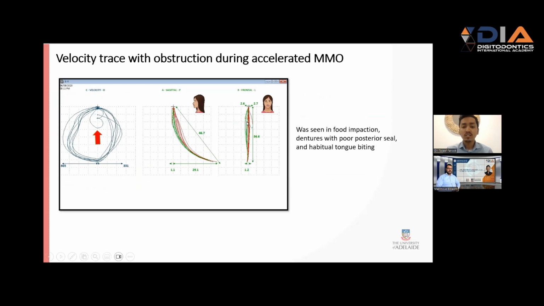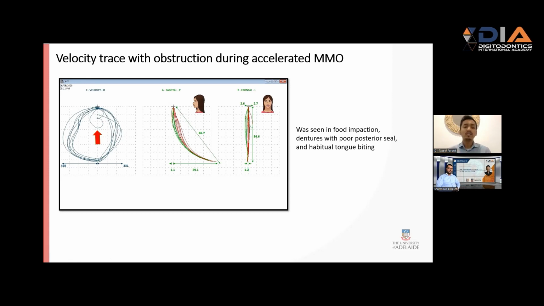Like for this person, you can see that the range of motion or the opening, she was a person of a very small stature with a small jaw, so I wouldn't really attribute this to much, but they had a normal mouth opening, and the direction of movement did not have any deflections. It did not have any deviations, but you can see right here that there is this tiny little squiggle right here. This is usually seen in case of food impaction, a poor fitting denture, or a habitual tongue biting. For this person, they had a habitual tongue biting whereby they bring their teeth into occlusion and then they subconsciously bite their tongue before they move on to the next step.